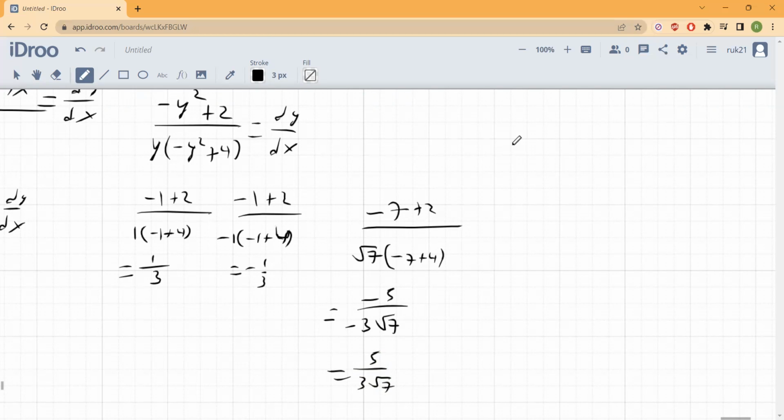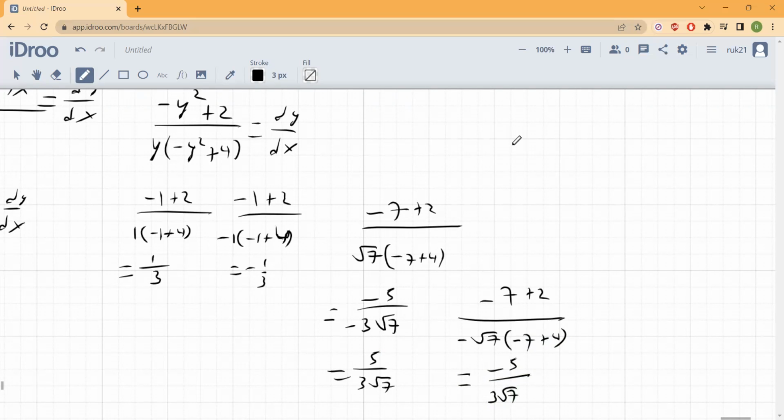Finally, last step, we're almost at the finish line. We're going to plug in negative root 7. Negative root 7 squared is still going to be 7, so negative 7 plus 2 over negative root 7 times negative 7 plus 4. This time it's just going to be one negative, so it's going to be negative 3 times root 7, giving negative 5 over 3 root 7.